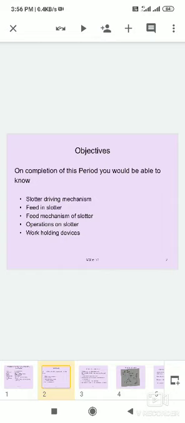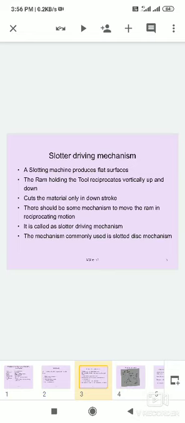Feed mechanism of slotter, operations on slotter, work holding devices. These are today's topics. I will explain one by one. First, slotter driving mechanism.